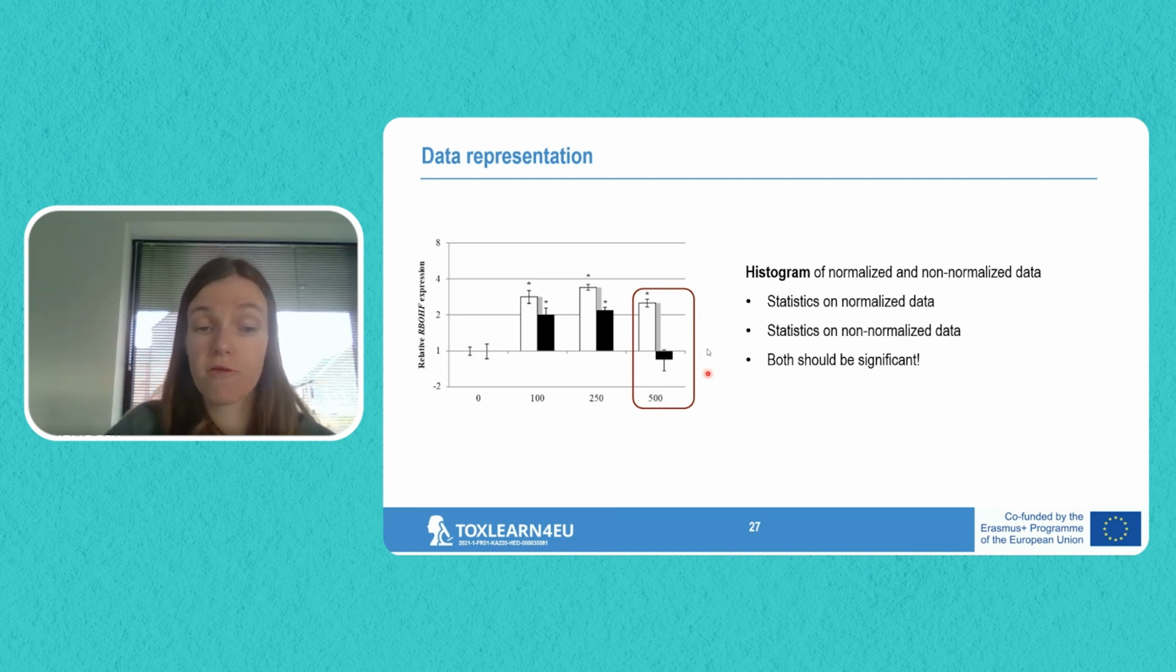concentrations. However, for the 500 micromolars of zinc, the expression is significantly increased according to the normalized data, but there was no significant difference found for the non-normalized data. So in this case, you cannot say with certainty that the expression of the gene is indeed increased by exposure to 500 micromolars of zinc. Of course, the normalized data do suggest that there is an increase, but you should be cautious with interpreting these data and drawing conclusions from them.